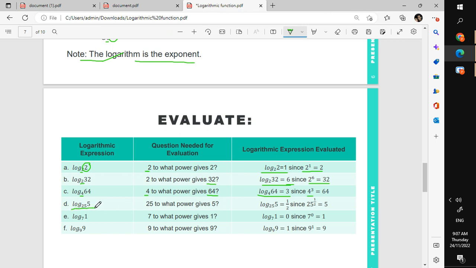Next, we have the log of 5 to the base of 25. So our base is 25 in here. Now, 25 to what power gives 5? That is 1 half. Since 25 raised to 1 half is just equal to 5.